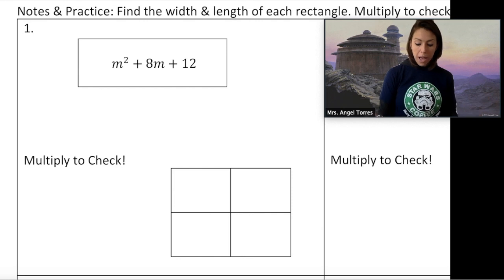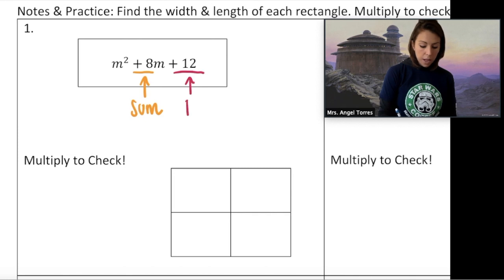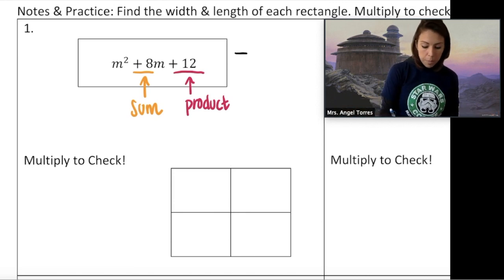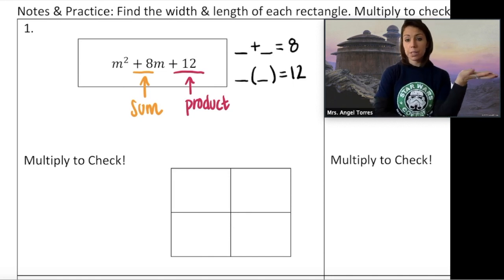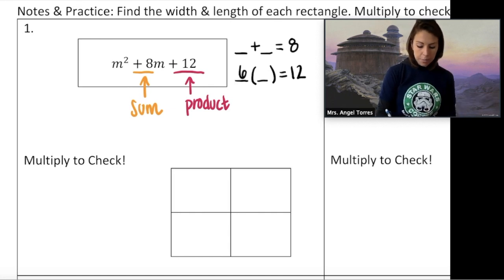If we recall from our warm-up, there's a pattern here. The middle term, this 8, is always the sum of our two constants. And that last term, that positive 12, is always the product of our two constants. So we're going to play the P's and Q's game. What two numbers have a sum of 8 and a product of 12? Thinking 4 times 3 is 12, but 4 plus 3 is 7. What about 6 and 2? 6 times 2 is 12, and 6 plus 2 is 8.